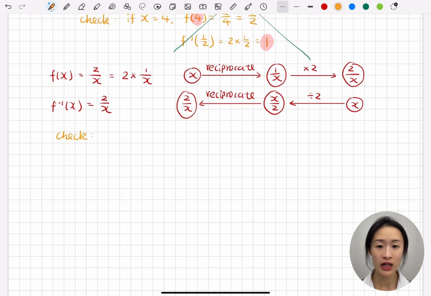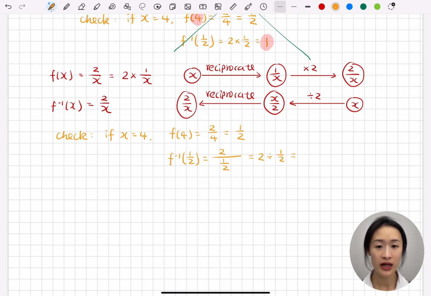Let's have a look. So now we know f(4) will give me a half. Now, what is f inverse of a half? F inverse of a half is going to be 2 over a half. 2 over a half is 2 divided by a half. Divided by a number is the same as times by its reciprocal. So that means 2 times 2, which is 4. And then we can check the output of f inverse is the same as the input of f(x). So that means we are getting the correct inverse function.